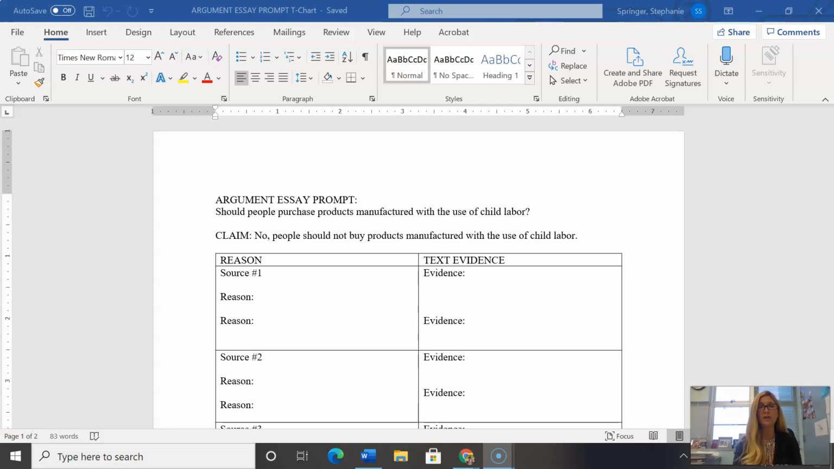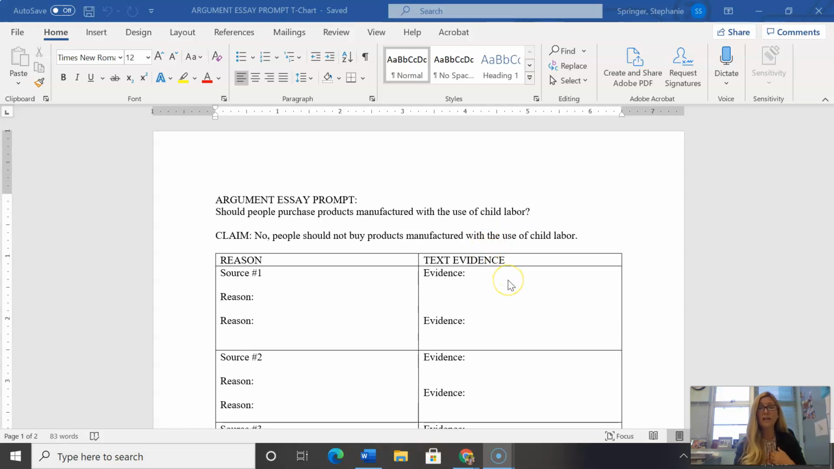Should people, here's our prompt, should people purchase products manufactured with the use of child labor? I did not want you to do any writing last week. All I wanted you to do was highlight specific evidence. Evidence that supported no, we should not, or evidence that supported yes, we should.